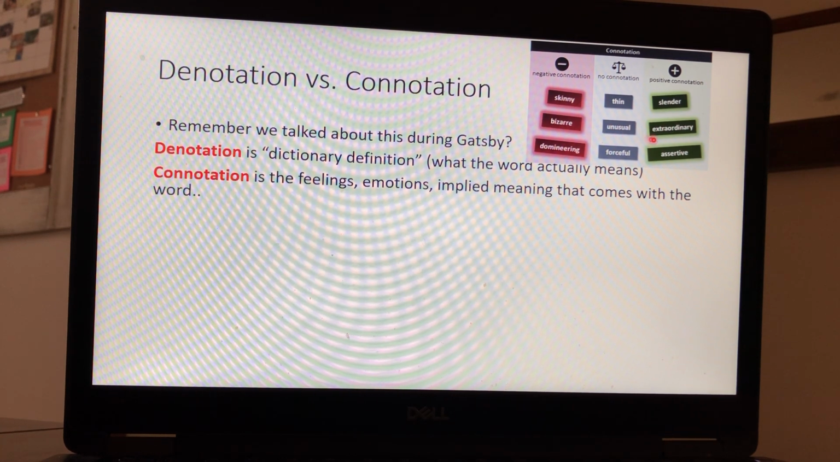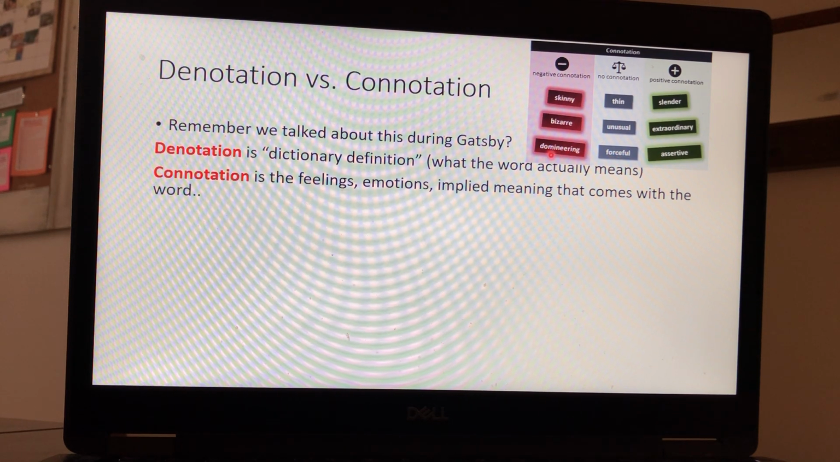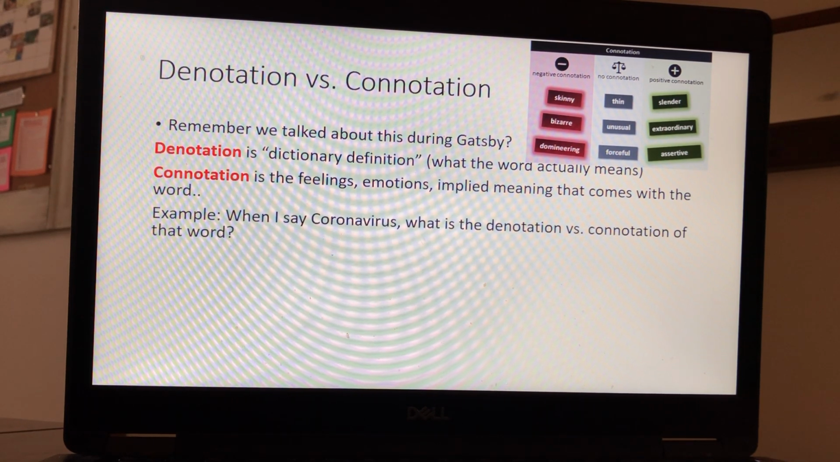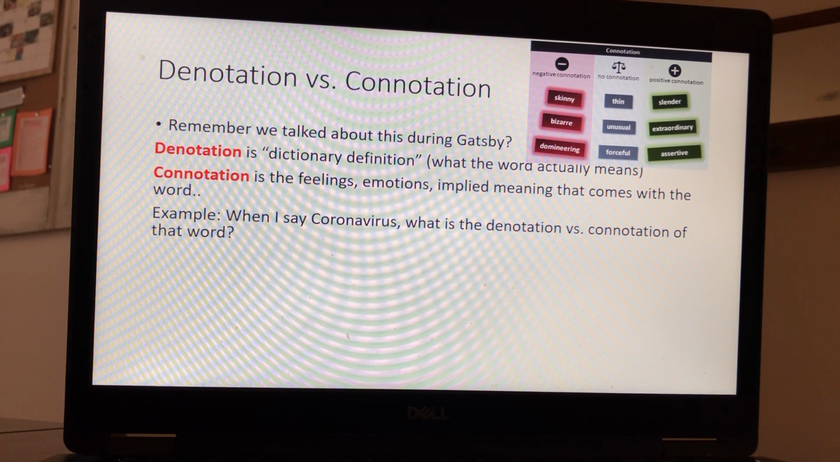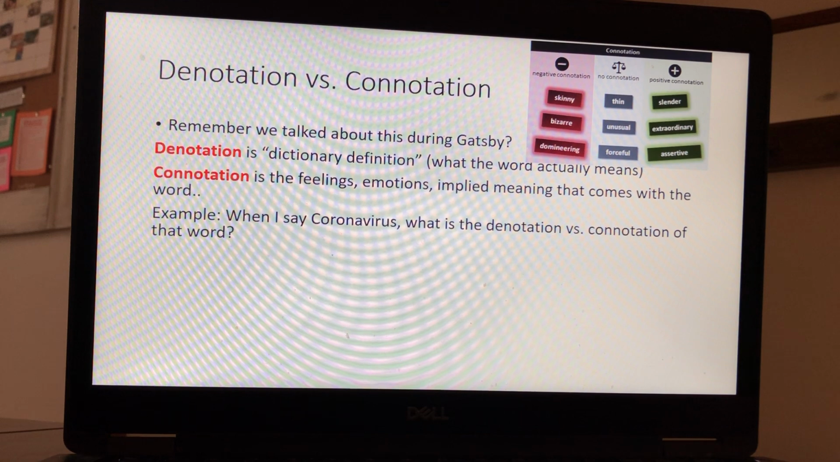If you wanted it to be more positive, maybe you'd say something's extraordinary, right? That does sound more positive. Same with the word forceful. Domineering has a negative connotation. Assertive is if someone's assertive, like, good for you, you're assertive. And so just really thinking about how you use words and how the author is using words to get these feelings across.